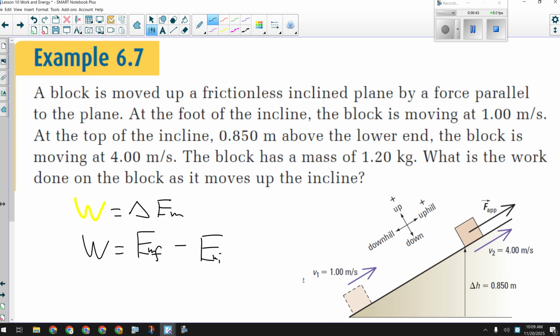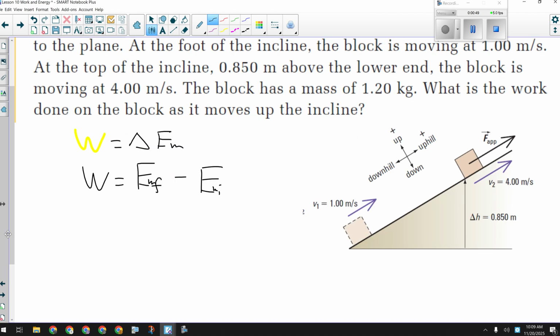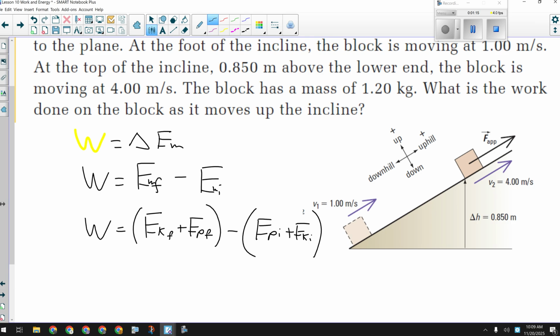Delta always means change, right? It always means final minus initial. And we know from Science 10 that mechanical energy is the sum of an object's kinetic and potential energy. So we can expand this out to say that it means EK final plus EP final minus EP initial plus EK initial. Right? Saying the same thing over and over again, but I'm just expanding it out.